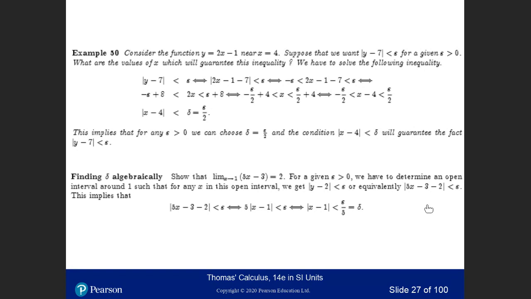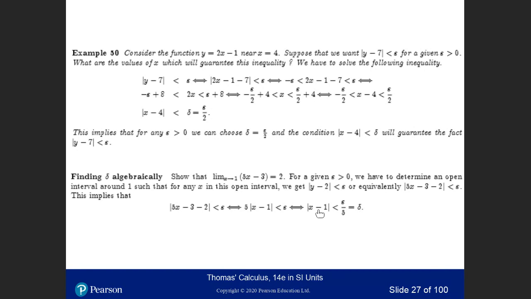Now it's easy to find this, because this is the absolute value of 5x minus 3 minus L, less than epsilon. I can open it like this and take 5 out. I have 5 times the absolute value of x minus 1. So that's a symmetric interval if I divide by 5. So the absolute value of x minus 1 is less than epsilon over 5, which I choose as delta. I can choose a smaller one, and it would also do, but that's the maximum delta I can find.